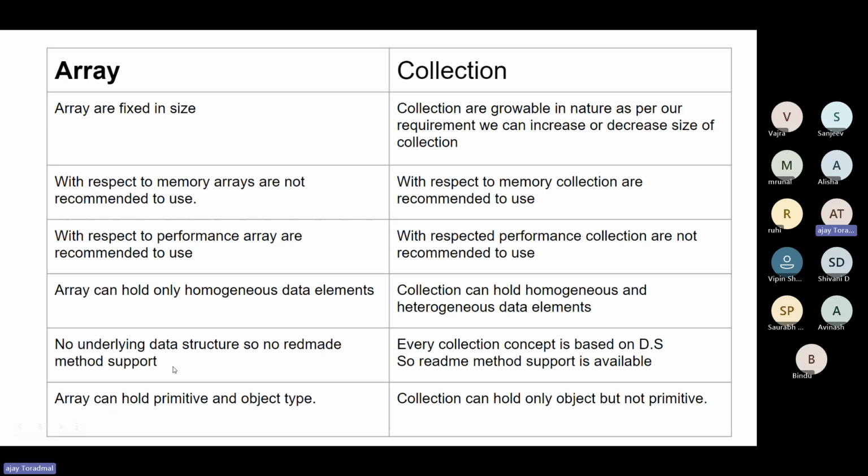An array holds primitive and object types. A collection does not hold primitives, but objects you can store here. Only objects are allowed. Okay. Clear? This is for everyone. Any doubt here? Yes, Ajay.